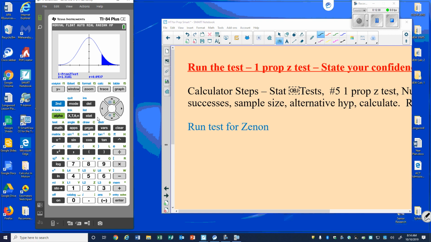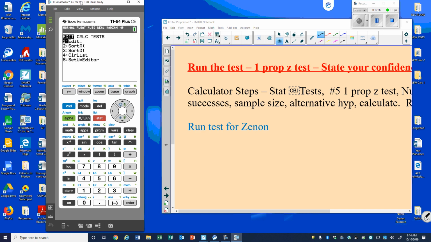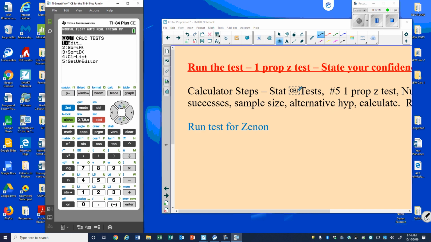And your test for statistics is going to be under Stat. And you're going to use the right arrow to highlight Test. You're going to choose number 5 for 1-PropZTest. And it's going to ask you some questions. So the first one is p naught. That is your null hypothesis, what you had from the very beginning. So we were assuming that it was 50%, 0.5.